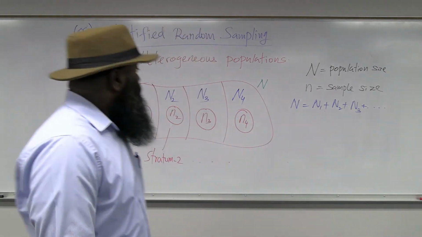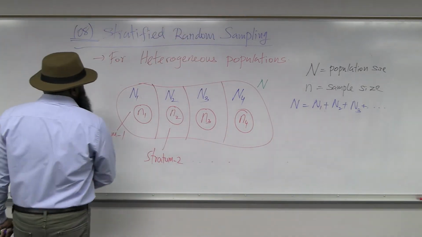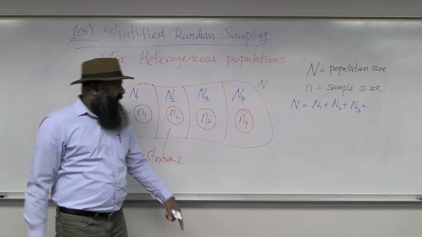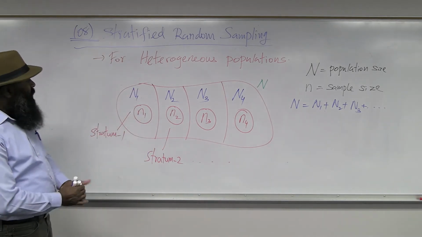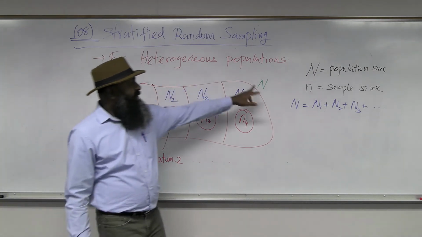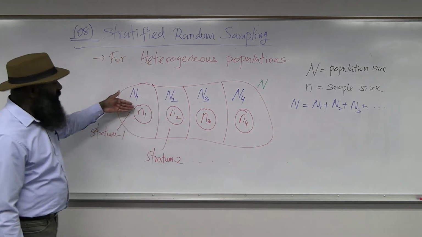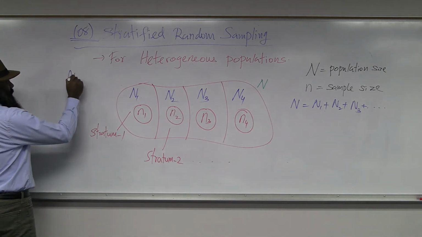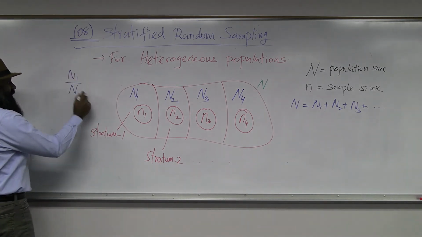Okay? So, how do you determine the proportions? We determine the overall proportion of each stratum with respect to this capital N. So the proportion for the first stratum will be uppercase N1 divided by uppercase N.